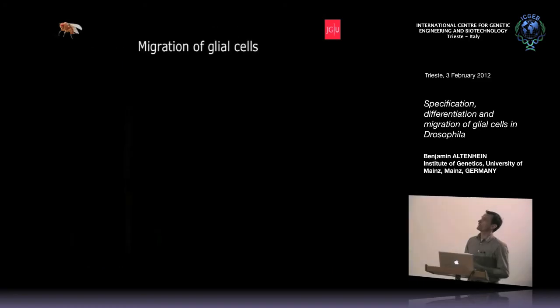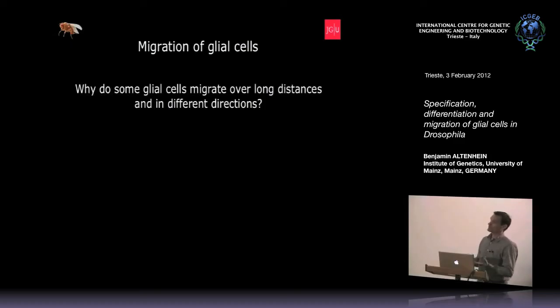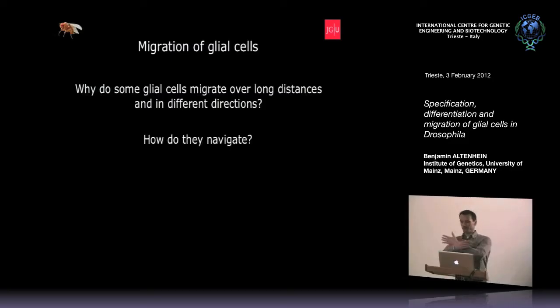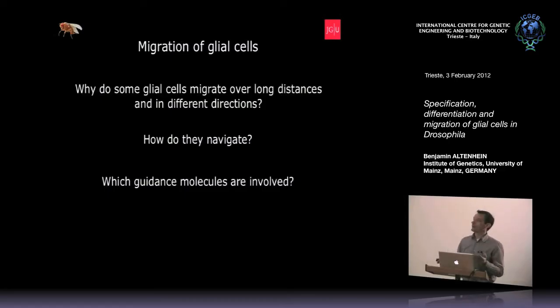Okay. Coming to the last part that I would like to touch on today: migration of glial cells. We've seen that cells migrate already with the peripheral glia. The question was, why do some glial cells migrate over long distances, whereas others do not? Why do they migrate in opposing directions, in literally any direction in the nerve cord? How do they navigate? How do they know where to go? Which guidance molecules are involved herein?